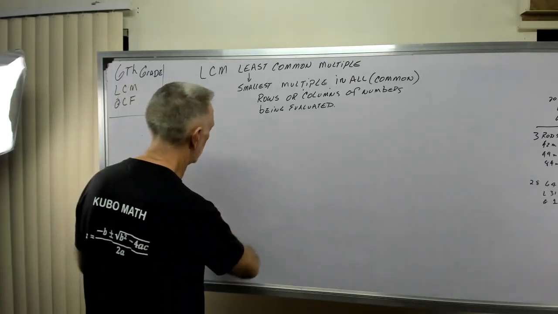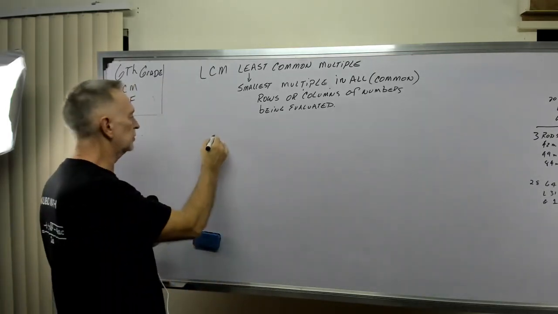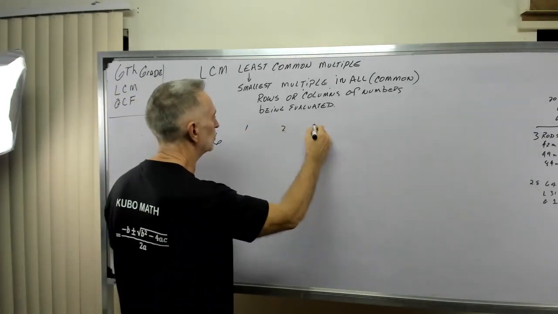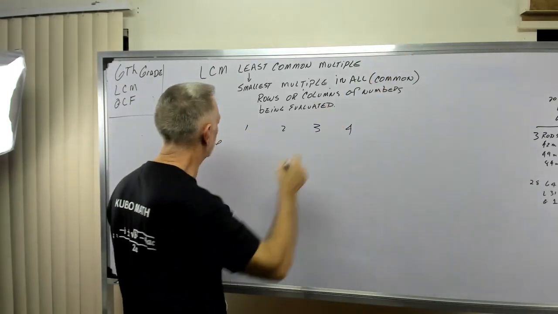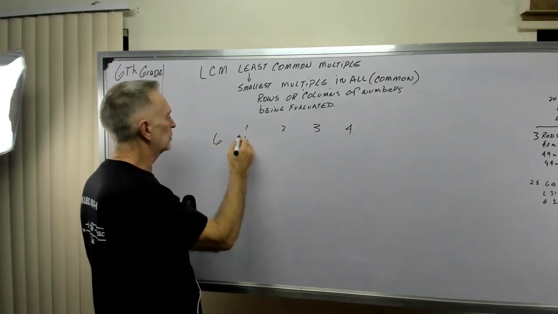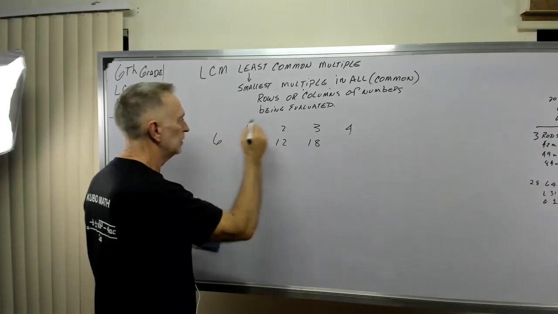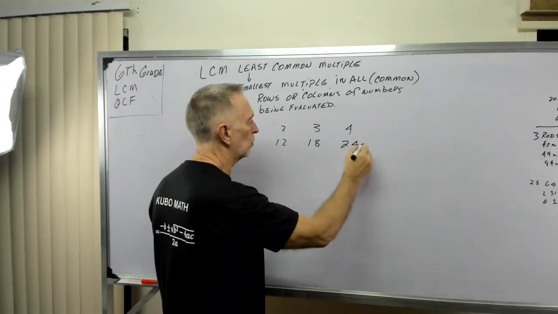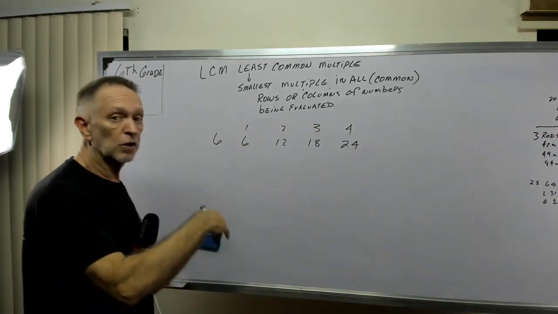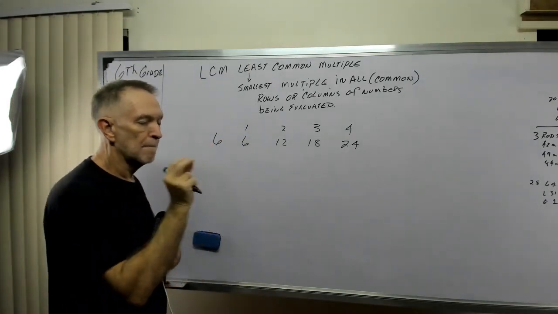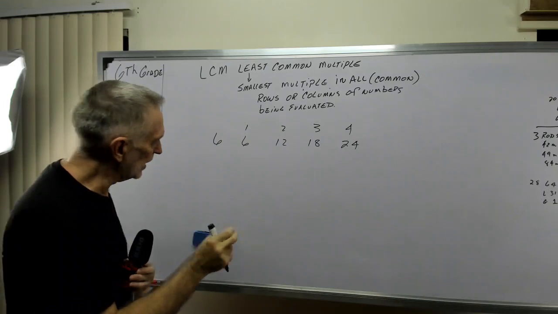Before we do, what are the multiples of 6? Multiples, just to clear this up. 6 times 1 is 6. 6 times 2 is 12. 6 times 3 is 18. 6 times 4 is 24. 6 times 5 is 30. 6 times 6 is 36. That would be multiples of 6.